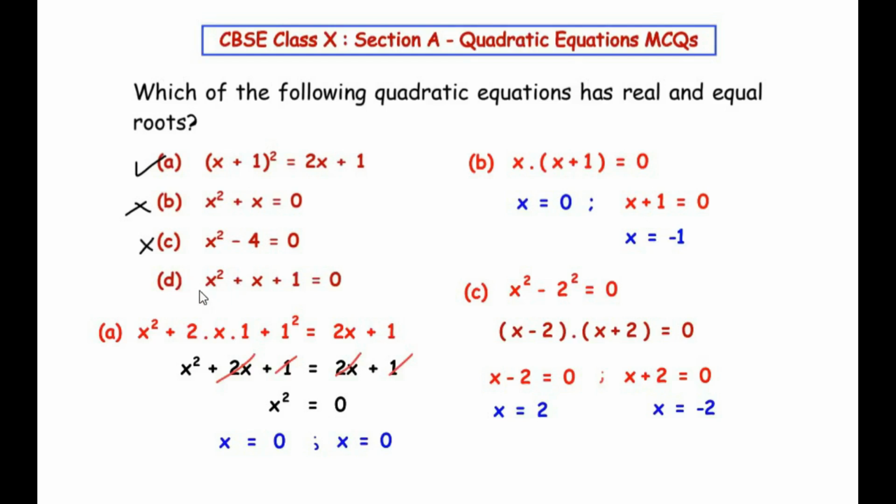Now if we look at option D, it is not factorizable because here the product is 1 and the sum is also 1. So there are no factors which added together give us plus 1. So if you use the quadratic formula also, you'll be ending up with non-real roots. So the option D is also wrong. So you don't have to check for all the options if you have got the correct answer. Here I have just elaborated it so that you know how to solve these kind of questions.